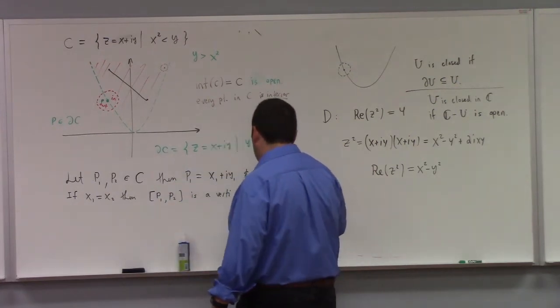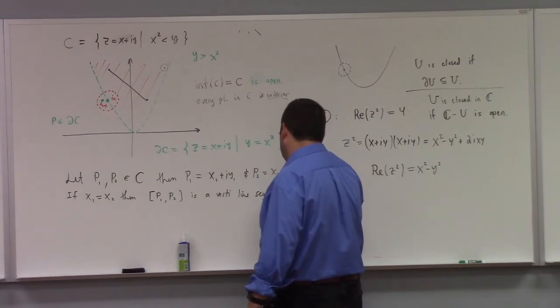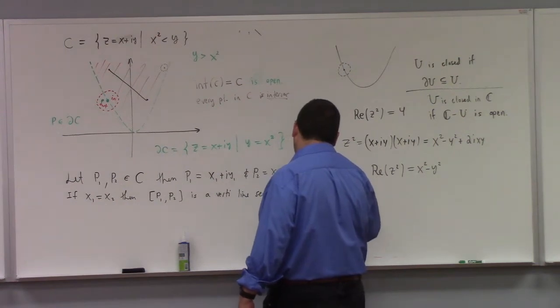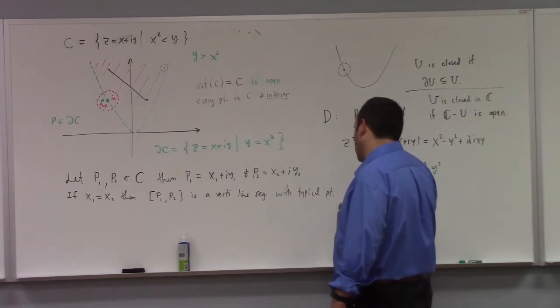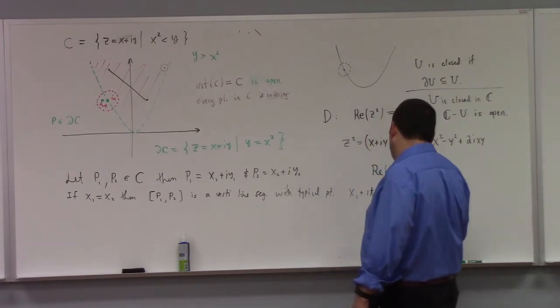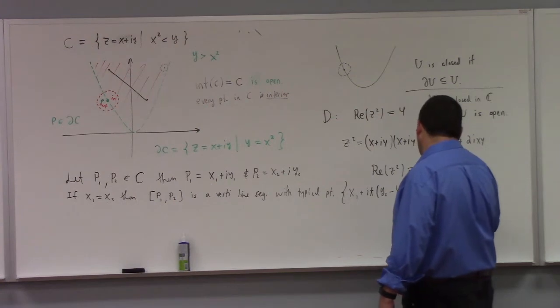I mean, what does it look like? Would the typical point be in there? Something like x1 plus t times (y2 minus y1), right? Such that 0 is less than or equal to t, which is less than or equal to 1.